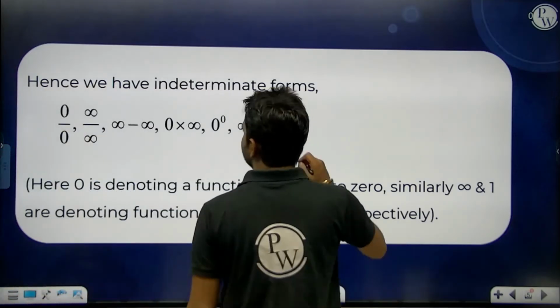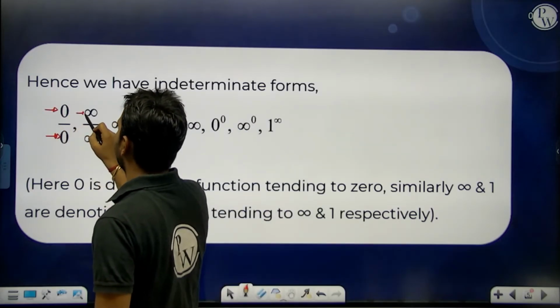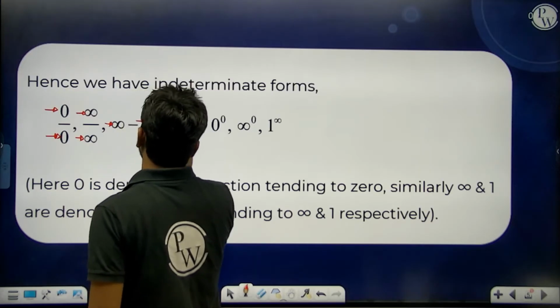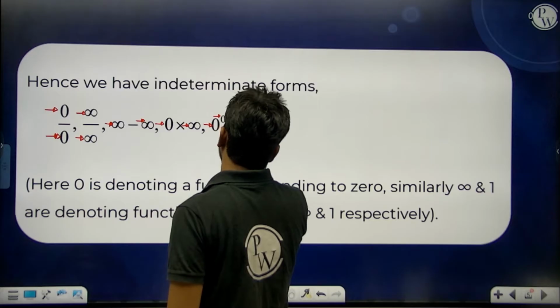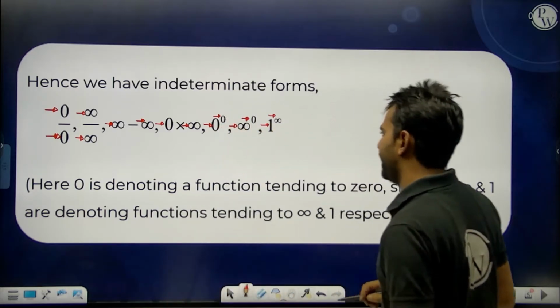There are these 7 indeterminate forms: tending to 0 upon tending to 0, tending to infinity upon tending to infinity, tending to infinity minus tending to infinity, tending to 0 into tending to infinity, tending to 0 to the power tending to 0, tending to infinity to the power tending to 0, tending to 1 to the power tending to infinity.